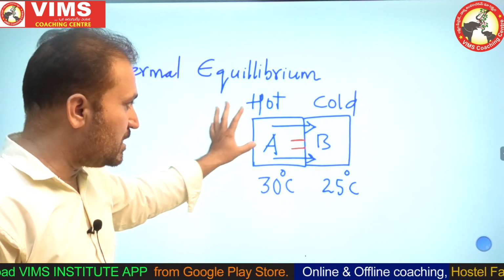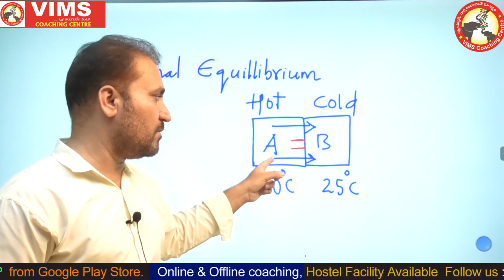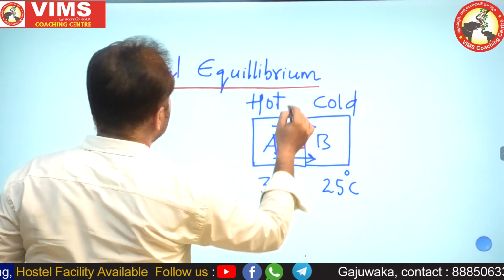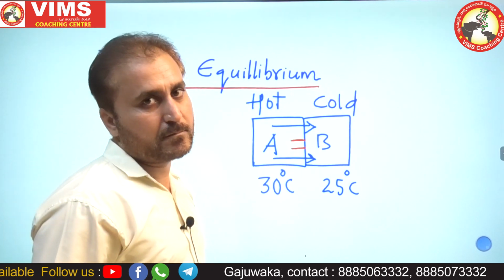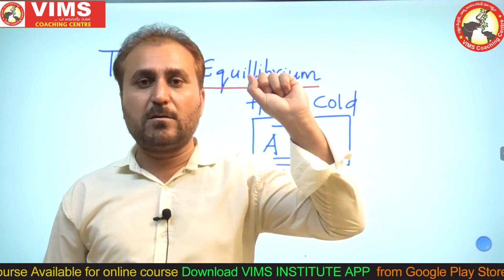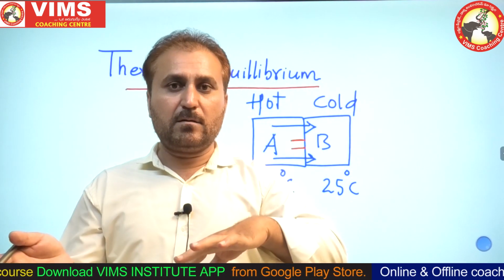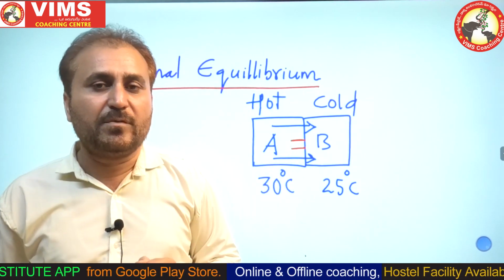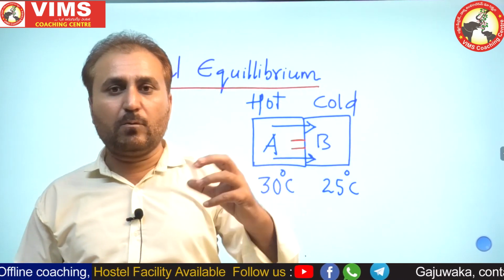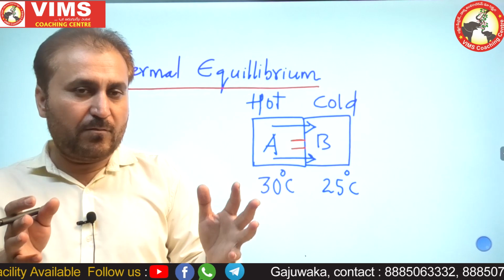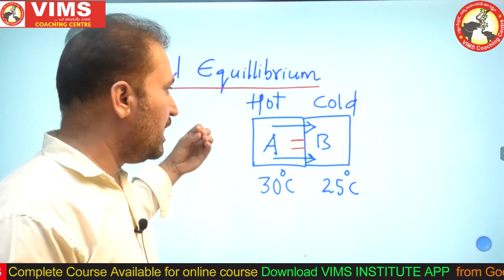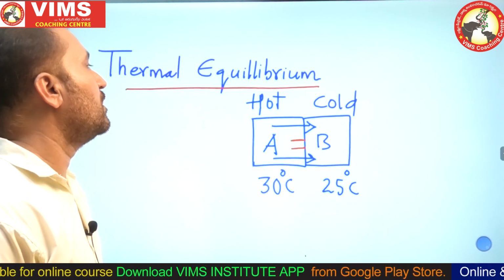Now what do we call this condition? Which condition, sir? When the temperature of body A becomes equal to temperature of body B, that condition is known as thermal equilibrium. So what is thermal equilibrium actually? Thermal equilibrium is a condition, a stage, a scenario where the transmission of heat stops. Or when two bodies acquire the same temperature, at that particular period of time, there is no further transmission of heat. Then we can say that A and B have acquired thermal equilibrium.